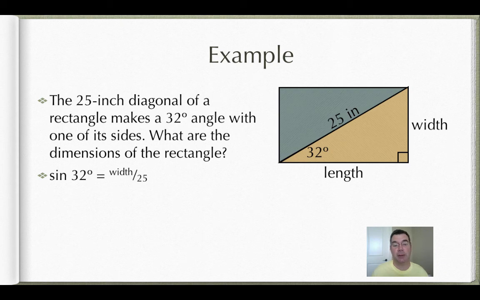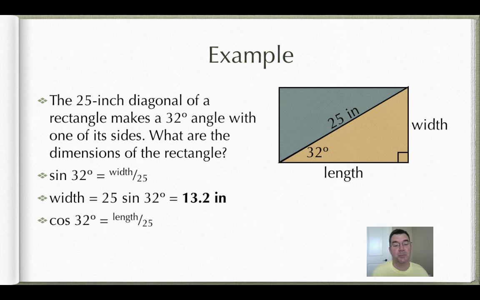Just like before, if I have fractions, I'm going to cross multiply. So the width is going to be equal to 25 times the sine of 32 degrees, and my calculator says that's about 13.2 inches. Now the length is on the adjacent side, and I can use the hypotenuse again. Adjacent over hypotenuse, that's cosine. So the cosine of 32 degrees is equal to the adjacent, which is the length, over the hypotenuse, which is 25. Cross multiplying, I get that the length is 25 times the cosine of 32 degrees, and that's 21.2 inches.